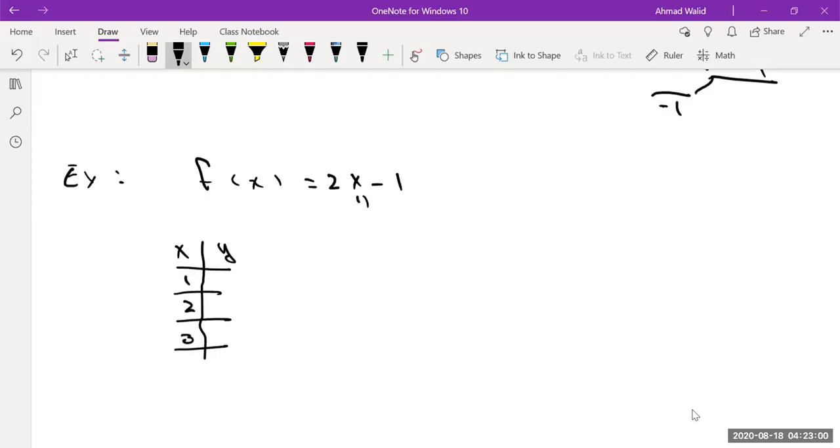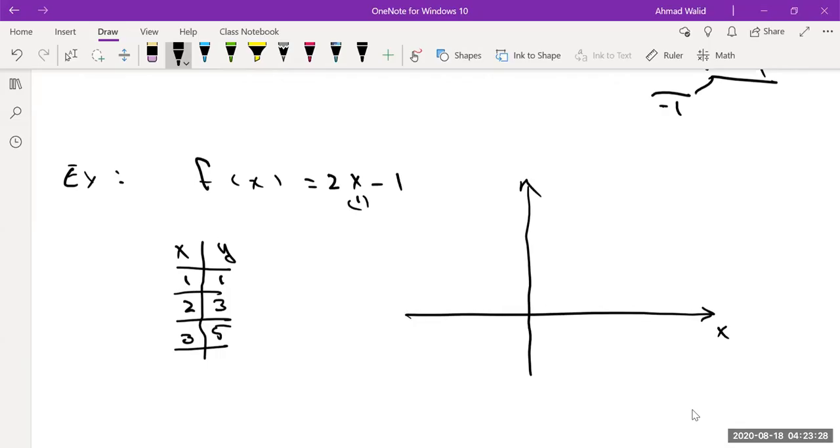When x is 1, if you plug in 1 here, 2 times 1 gives you 2, 2 minus 1 gives you 1. When x is 2, if you plug in 2, 2 times 2 gives you 4, 4 minus 1 gives you 3. If you plug in 3, 2 times 3 gives you 6, 6 minus 1 gives you 5. And if I want to graph this line now, it's really easy to graph, right?